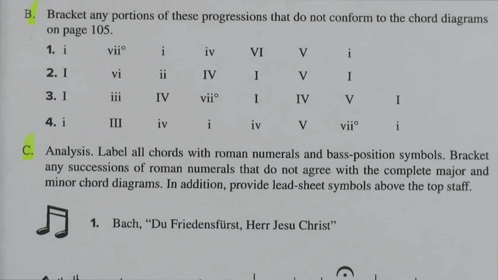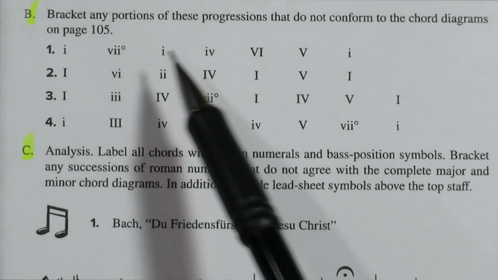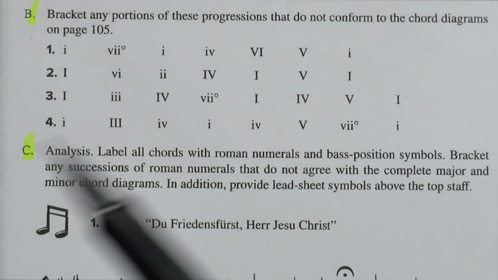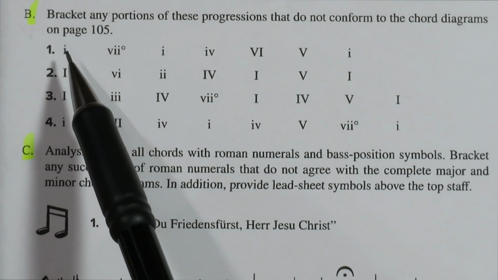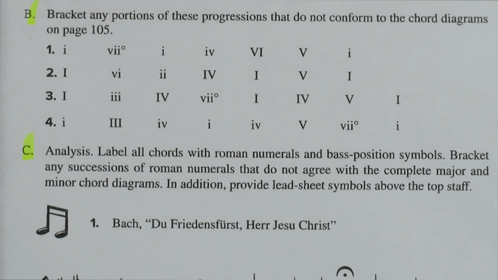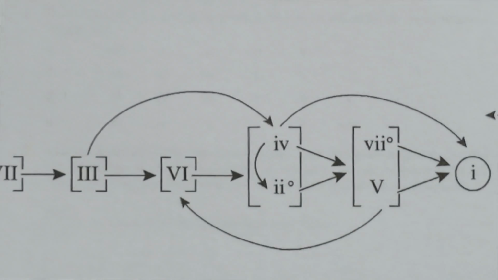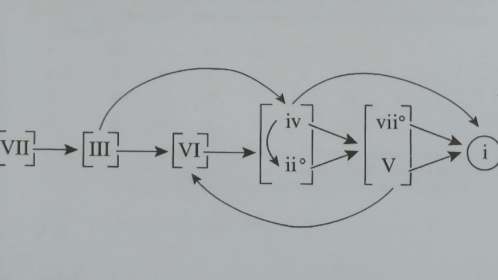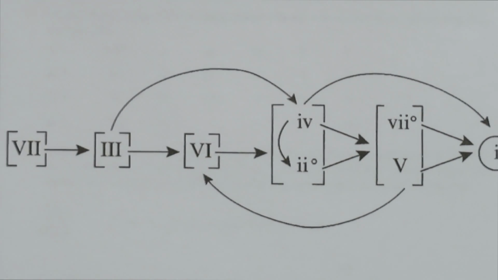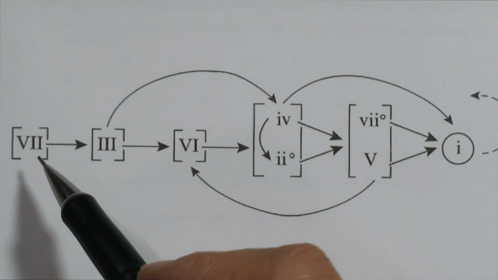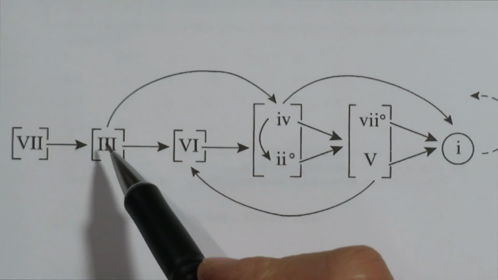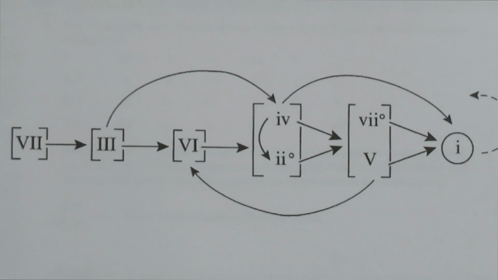Okay, so here we are, part B, and we are to bracket any portions of these progressions that do not conform to the chord diagrams on page 105. So, number 1 is in a minor key. So we have to look at the minor progression. And the only really major difference is that we have the major 7 chord going to the 3, 7, 3, 6, 2, 5, 1.